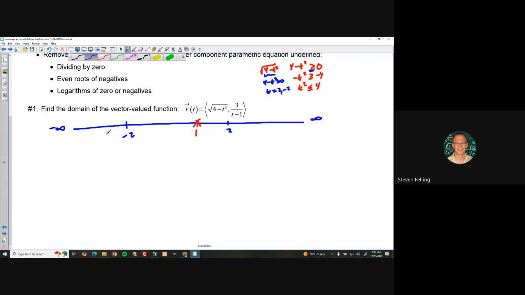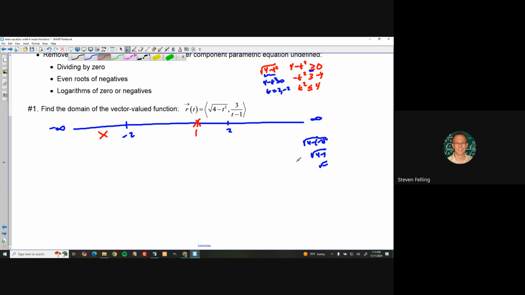Let's see, in this region, -3, what if I were to put in a -3? I would get 4 minus -3 squared, which would be the square root of 4 minus 9, which is the square root of a negative. So that's not okay. So that value is not okay, and that means all these values are not okay. We're not going to be able to include those.